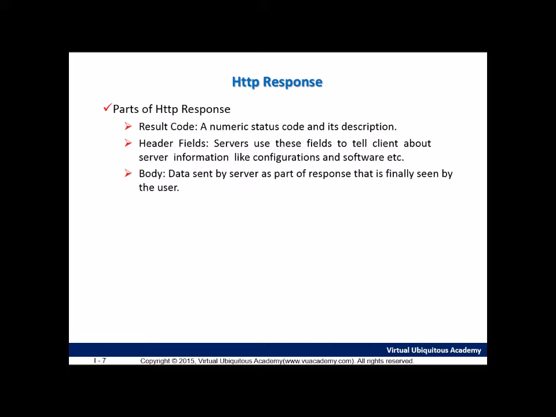So part of the HTTP response is the result code, a numeric status code, that tells whether your request is successful or not successful, whatever your request status is. Then again, header fields are there. It means that your server can send back the HTTP response. If you are going to access a file from the server, suppose that is a PDF file, then your content type will be that PDF format, so that will be in the header.